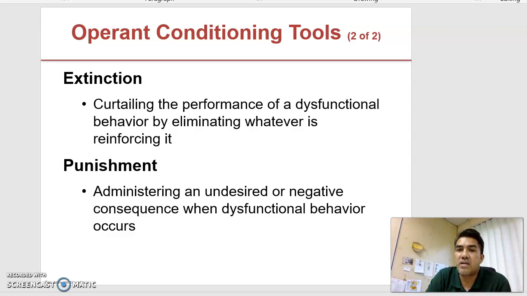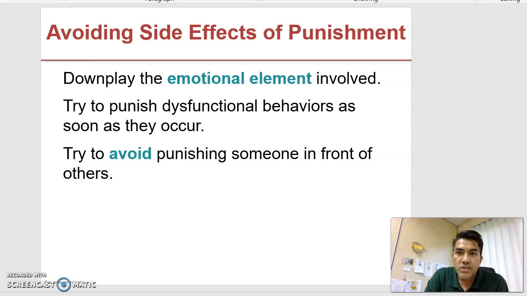And then the last one is punishment. Punishment is where we administer an undesired or negative consequence when dysfunctional behavior occurs. So when they do wrong, we punish them. For example, after giving them warnings 3 times for late arrival at work, we start to ask them to give us a show cause letter. So that is some sort of punishment. These are the options that an organization might take in order to change the behavior of the employees.